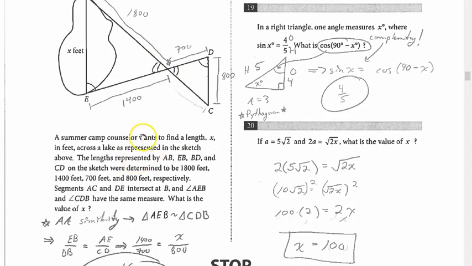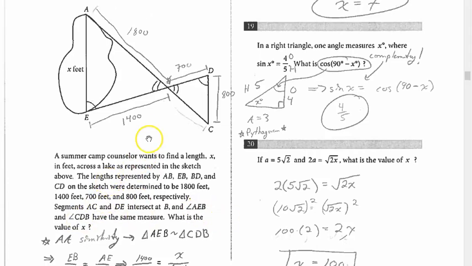Now, what we're also given is that AEB and CDB have the same measure. That means they're congruent. So these two angles match up. Next step here, labeling everything I can determine. These two angles here in the middle are vertical angles. So vertical angles are formed whenever two lines intersect, and we're looking at those opposite angles. So knowing they're congruent tells me something.